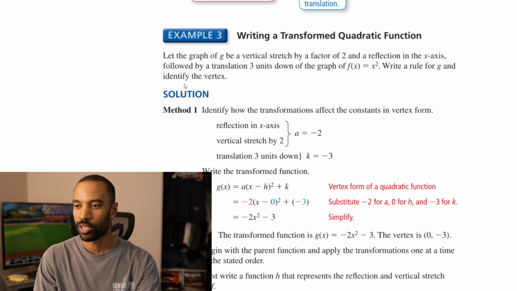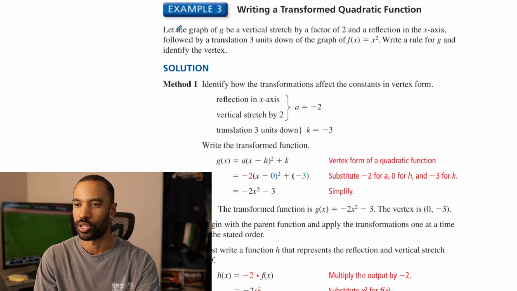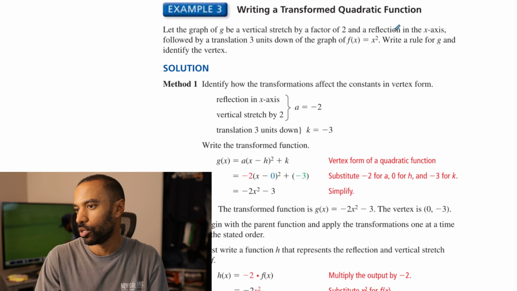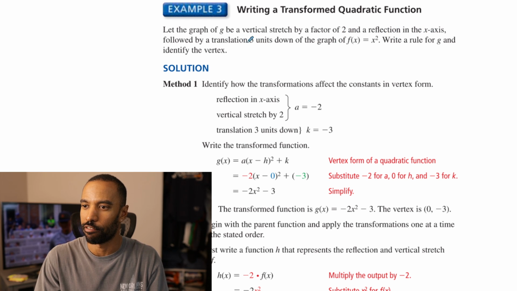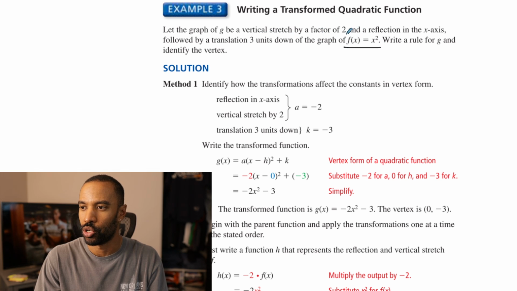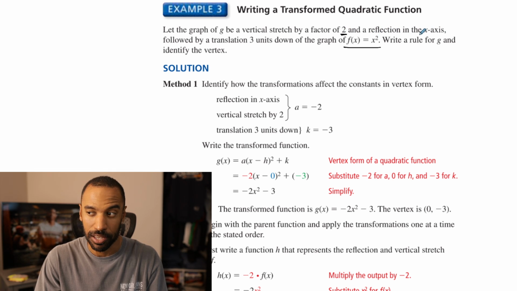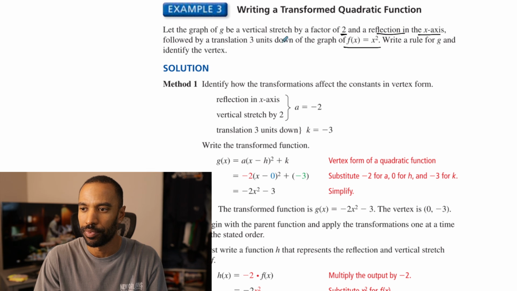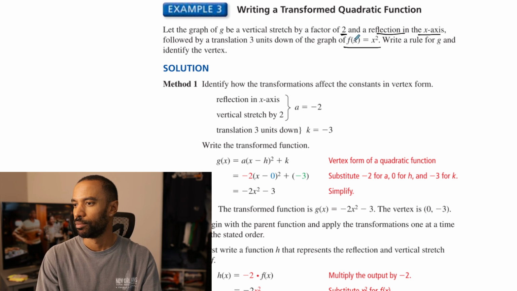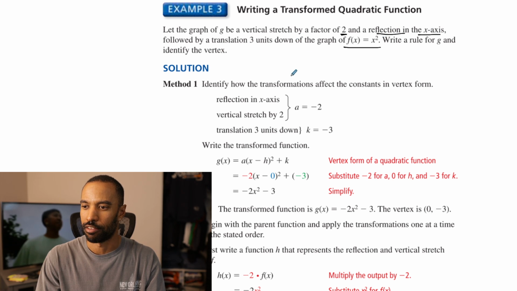Okay, let's look at the example of writing a transformed quadratic function. Let the graph of g be a vertical stretch by a factor of 2 and a reflection in the x-axis, followed by a translation 3 units down of the graph of f of x equals x squared. So take the parent function and do a vertical stretch of 2, that sounds like a. Reflection in the x-axis, that sounds like a, means make it negative. And then a translation 3 units down, that sounds like a k, subtraction. So write a rule for g and identify the vertex.